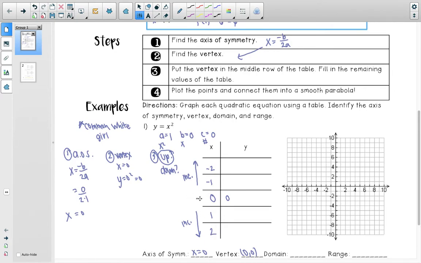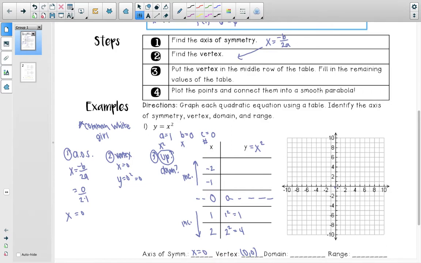Now since this is the axis of symmetry, it's where the graph cuts itself in half. So that means -1 and 1 should have the same answer, and -2 and 2 should have the same answer. So let's just go through and check. If you plug 1 into the x squared to solve for y, you'd have 1 squared, and 1 squared is 1. If you plug 2 into the x, you get 2 squared, which is 4.